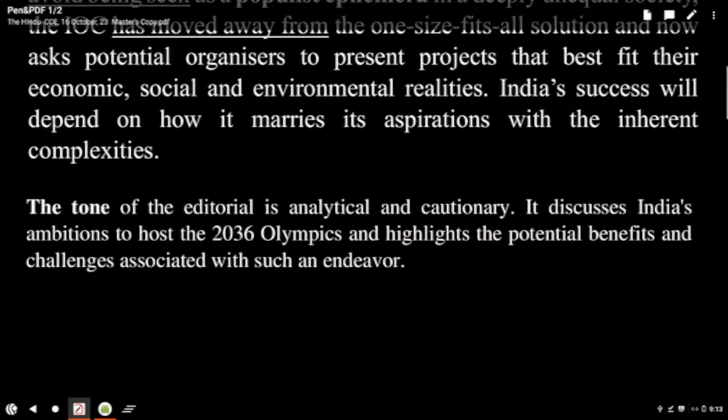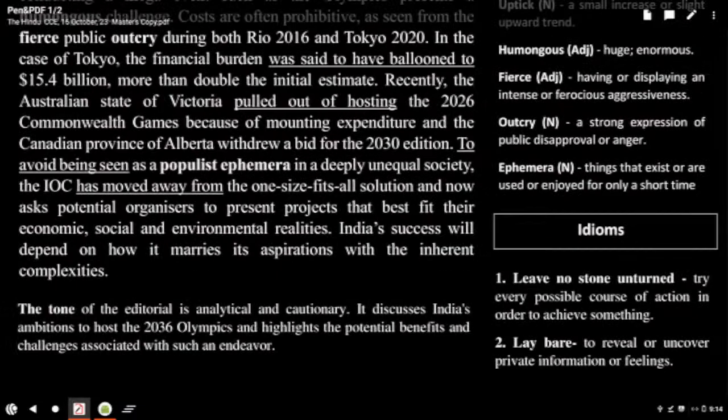So the tone of the editorial is analytical and cautionary. Underline the word cautionary. It discusses India's ambitions to host the 2036 Olympics and highlights the potential benefits and challenges associated with such an endeavor. Endeavor means an important project you take up. Generally, we use the combination business endeavor.